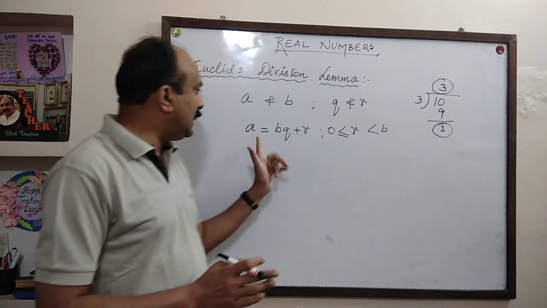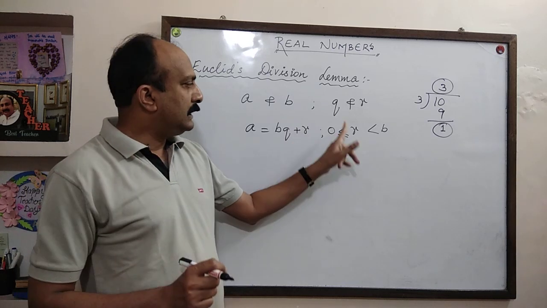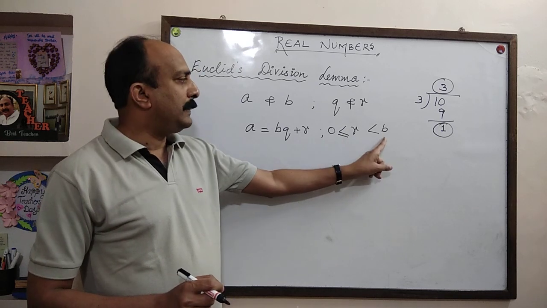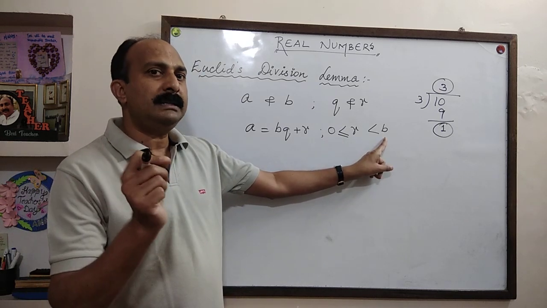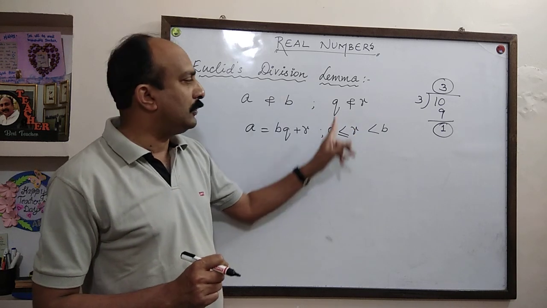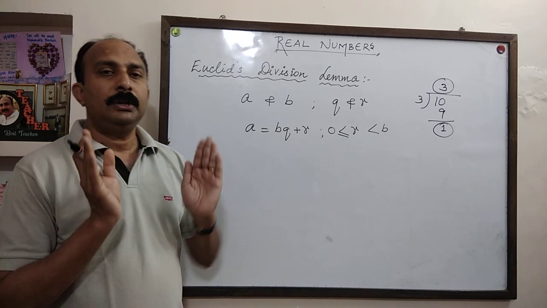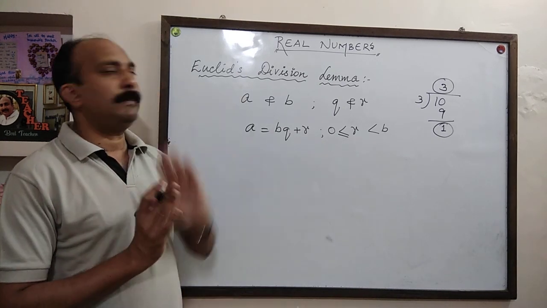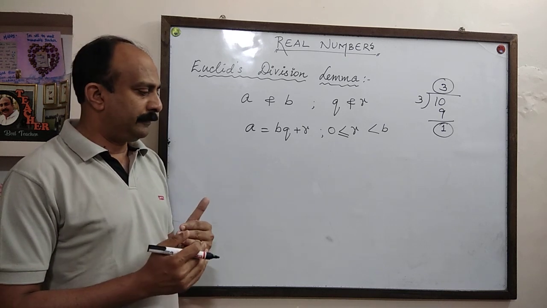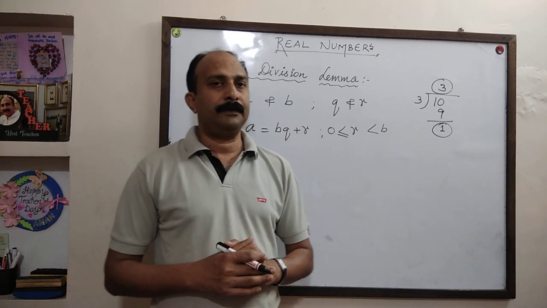That is, A is equal to BQ plus R, and the remainder will always be greater than or equal to 0 but less than B. B means divisor. Remainder is greater than or equal to 0 but less than the divisor. It is all about Euclid's division lemma. Now we are going to study the practical applications of Euclid's division lemma.